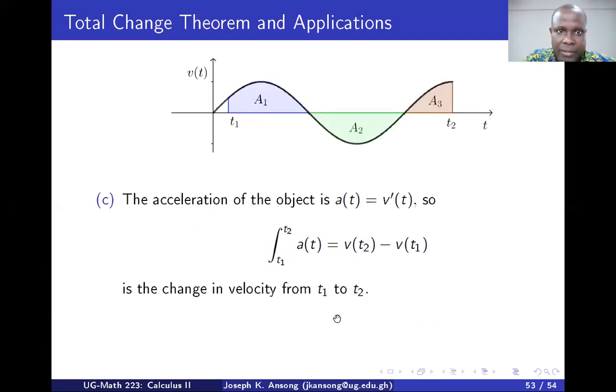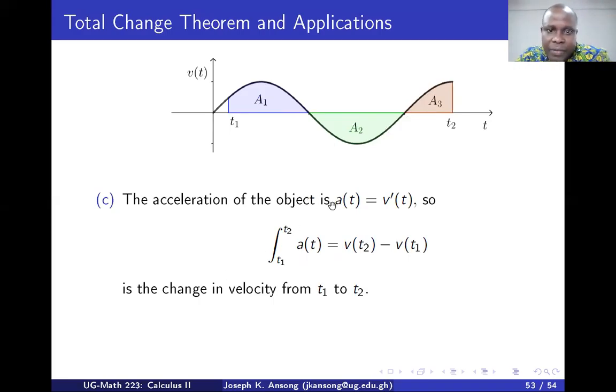So let's look at this here. If this is velocity and this is time, the velocity is changing with time. You can compute each of these areas, which will give you the distance. So A1 will give me the distance traveled from T1 to this point here, then from this point to this point will give me A2. Because A2 is negative, I need to take the absolute value. Then I get a positive quantity. That's the distance traveled. And then this one will give me the other part of it.